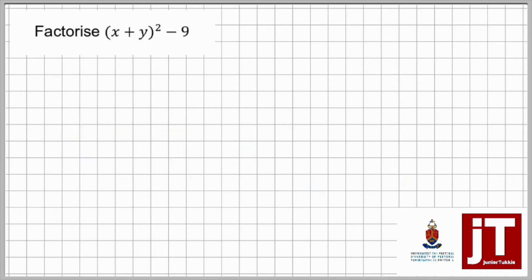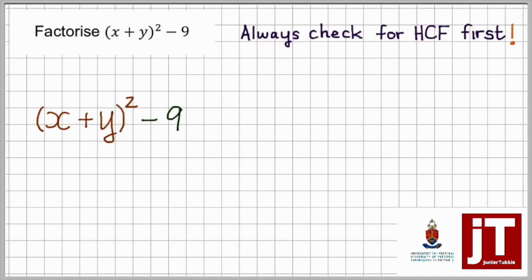Grade 9s, well done for making it so far. You have reached the last problem in this video. This problem says factorize (x plus y) squared minus 9. Very important, we check for highest common factor, and we are so happy because there is no highest common factor here. We can now move on to the difference of 2 squares.